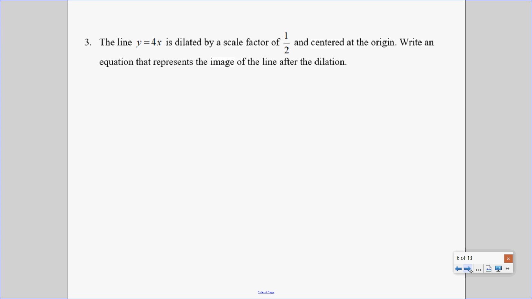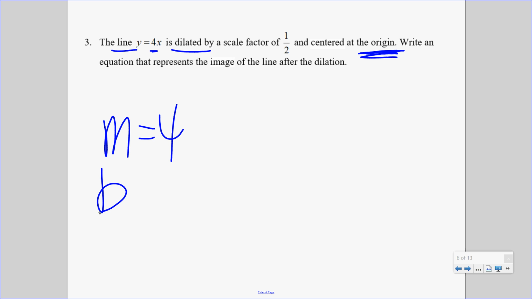Number 3, line dilation, parallel, keep the slope. Take about 5 seconds and write down what the new slope is going to be. My new slope is 4, because my original slope is 4. Line dilations, parallel, keep the slope.